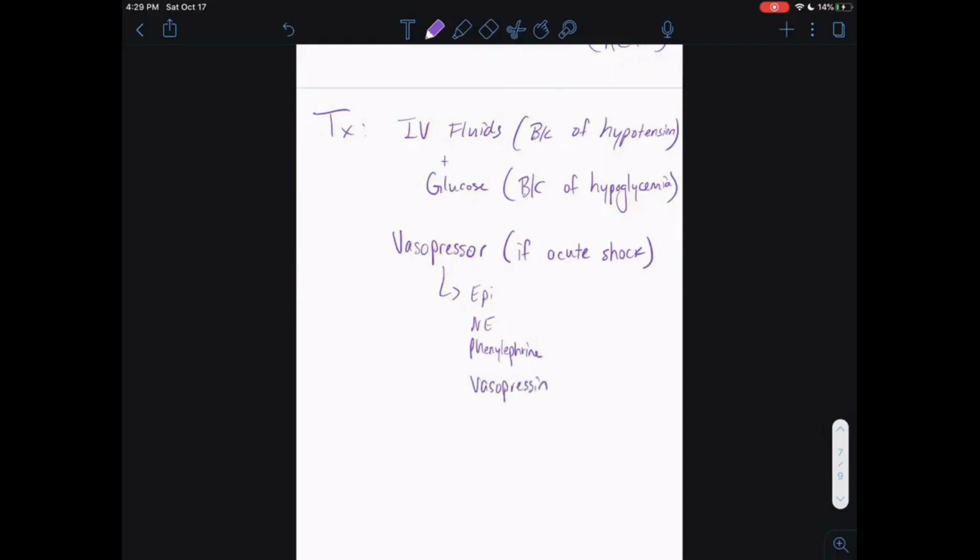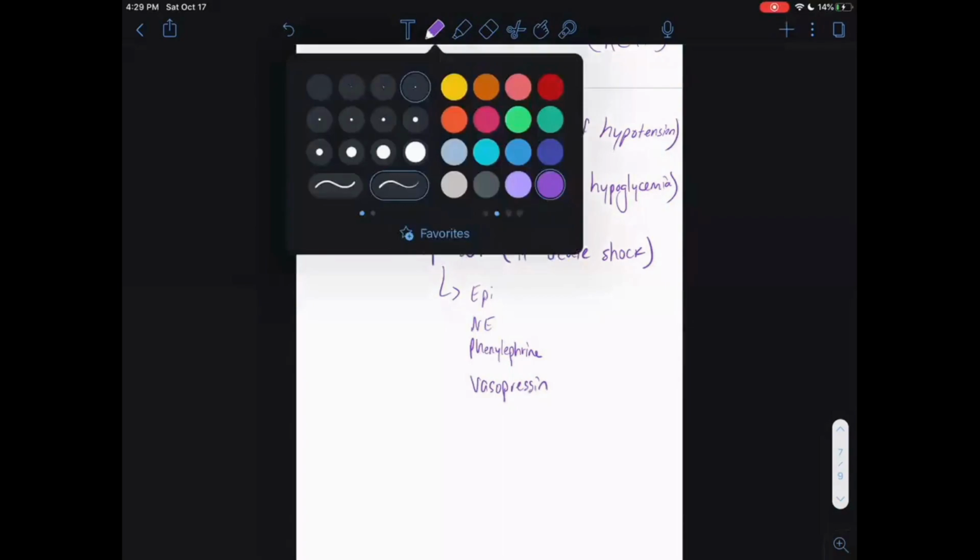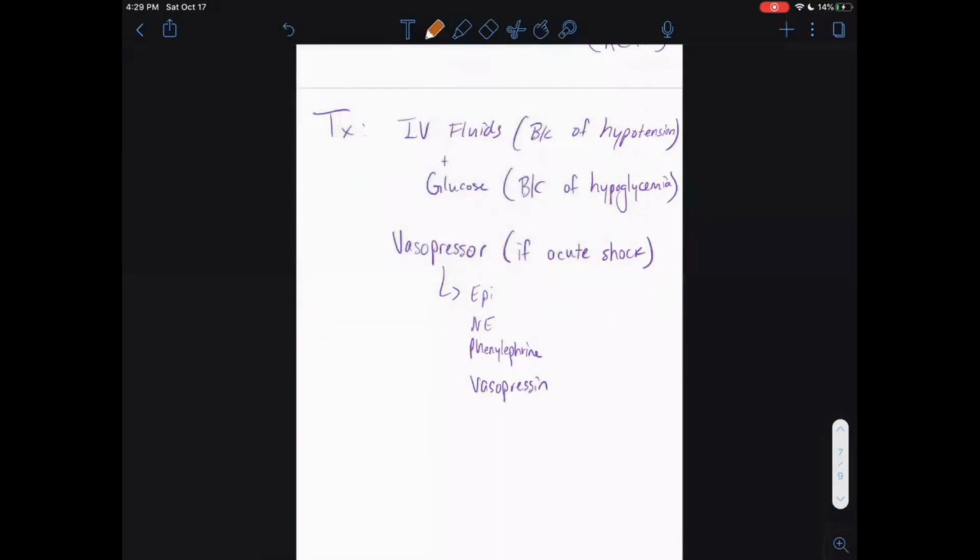And obviously you don't give all these at once. You give maybe one, try it, see if it works. If that doesn't work, try another one. And there are some pretty complex titration strategies, which you don't need to know for Step 1 or Step 2 for that matter. That's more once you get to the clinical level. But you have to know how these drugs work, however.